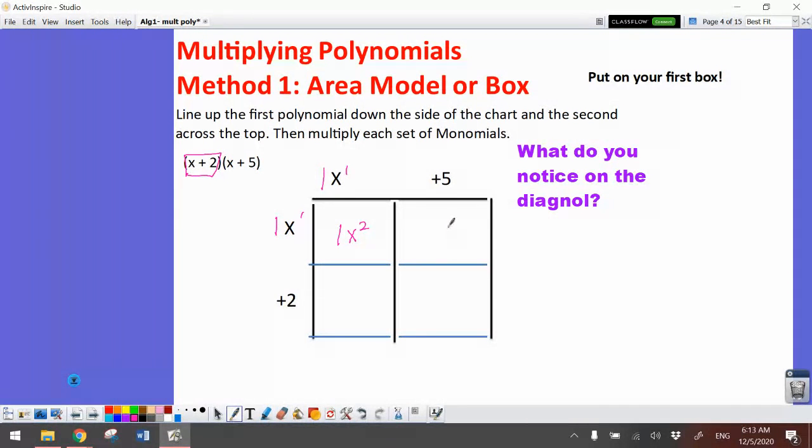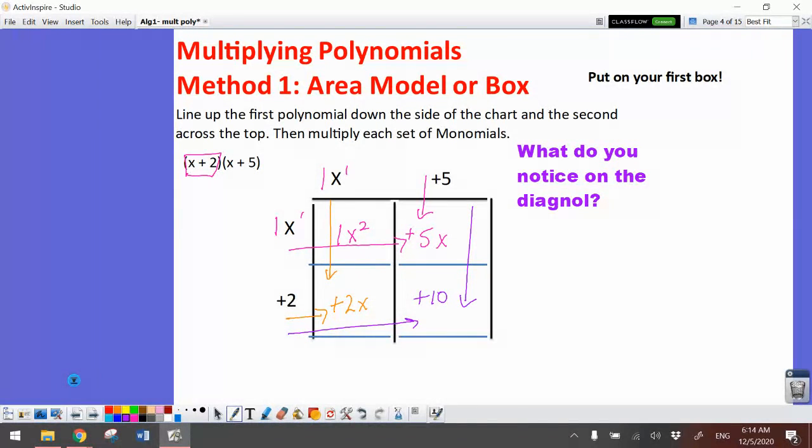And now I'm going to go to this box, which means I'm multiplying here and multiplying here. So 1x times 5, that's a 5x, and it's a positive 5x. Okay, now I'm going to go down to this bottom box. I'm multiplying the 2 and the 1x. So that would be a positive 2x. And then if I go to the last one, I'm multiplying the 2 and the 5. That's a positive 10.